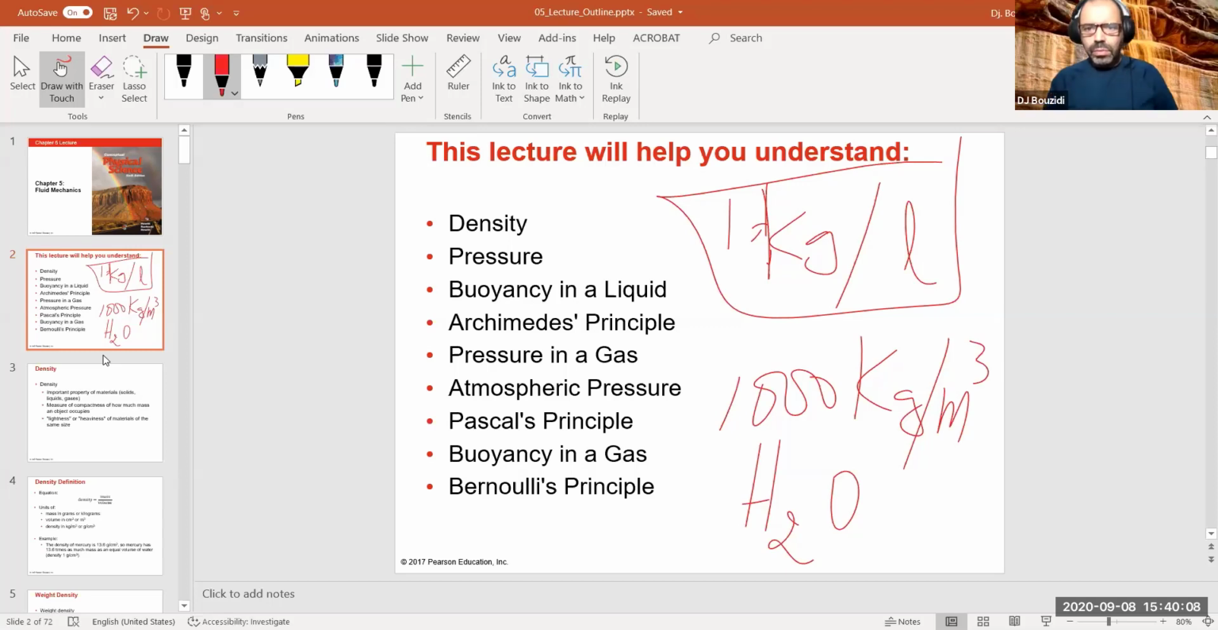So that is something that is worth remembering. So the first descriptive of fluids is this thing, which is the density, okay? And we're going to talk more about definitions of it.